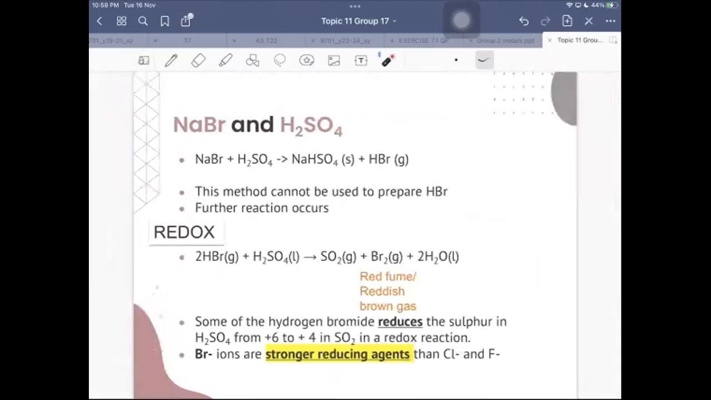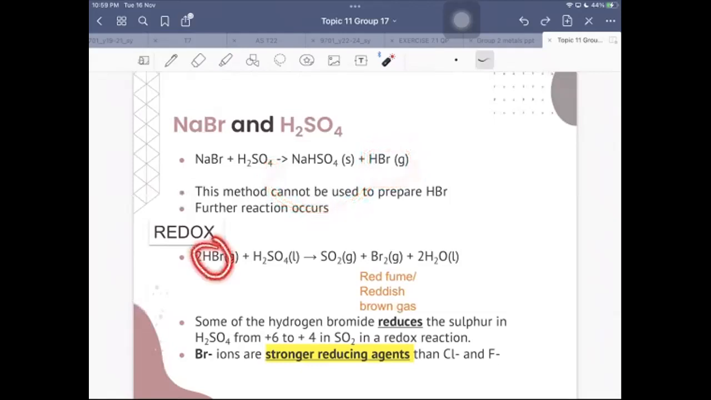This is different from sodium bromide and sulfuric acid. So following the general equation of sodium bromide and sulfuric acid, you will produce again the sodium hydrogen sulfate, which appears as a solid, and you produce hydrogen bromide gas. However, the hydrogen bromide gas will react further. So what happens? Your hydrogen bromide gas will react with sulfuric acid in this reaction mixture. Okay, you cannot separate them because they're all in the same mixture. So what happens is that further reaction occurs.